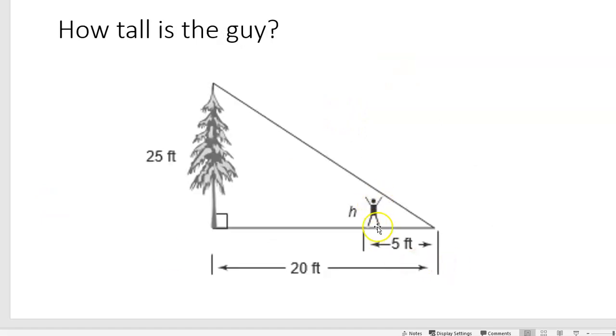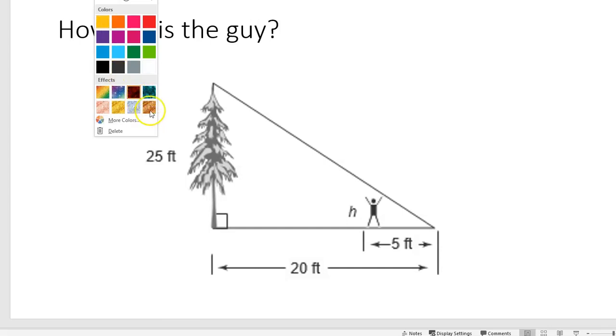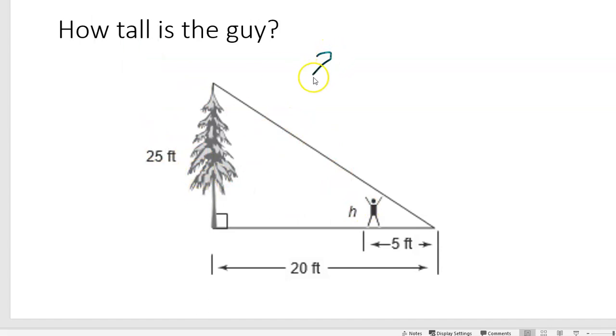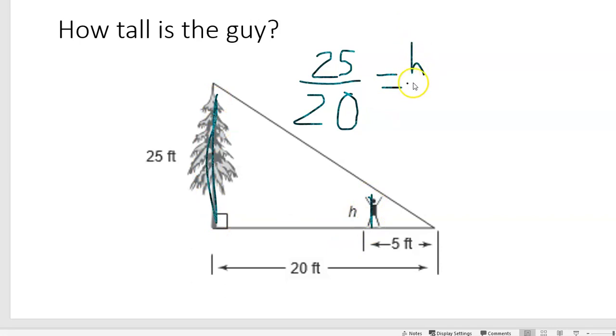Another example. How tall is the random guy? Again, I'm going to set up a cross product. Whenever you're doing similar figures, you want to set up a cross product. On this one, the big tree is 25, and the big length is 20, so I'm going to put those two on the same side. Now, the 25 lines up with the height of the guy, so the H has got to go on top. Very important to get them lined up correctly. The 20 lines up with the 5, so the 5 goes on the bottom because the 20 is on the bottom.